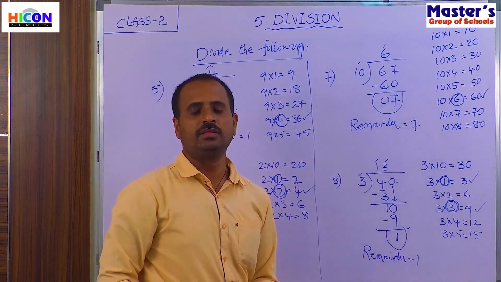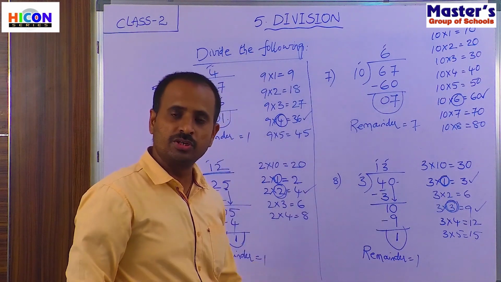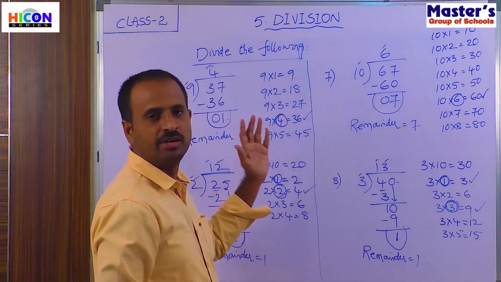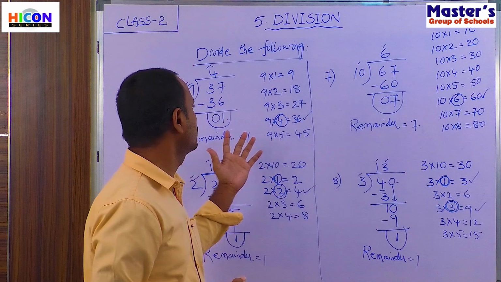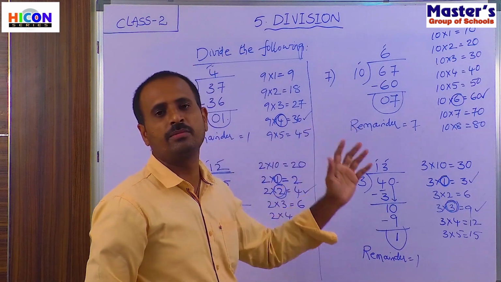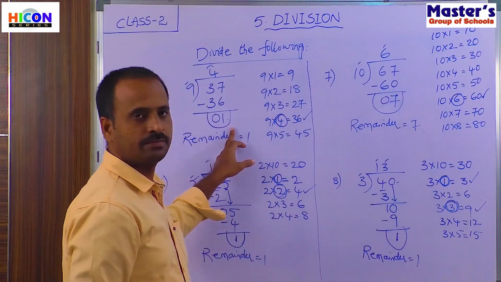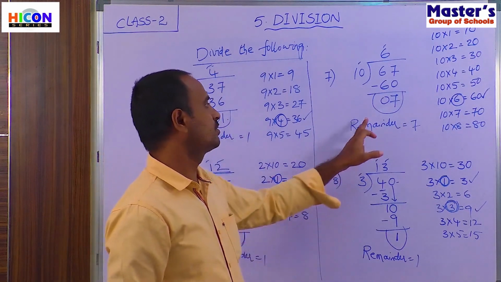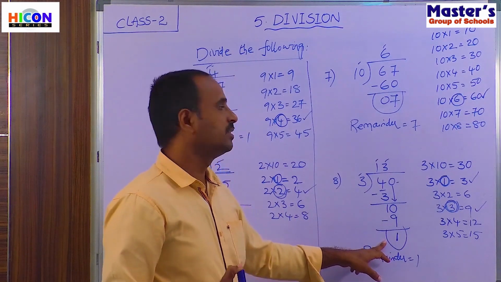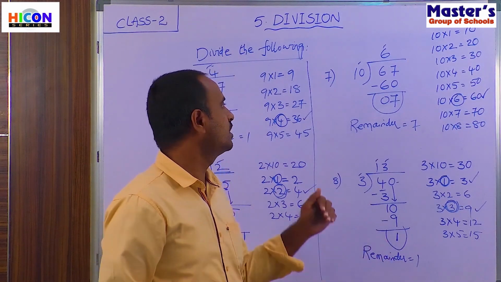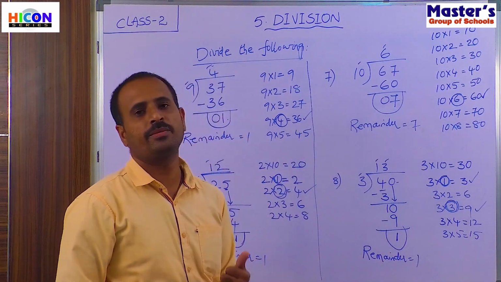So children, these are some example problems on the division of 2-digit numbers by a 1-digit number, where we will get some remainder. In each division, we have got some remainder, and we did not get 0 as a remainder. Here the remainder is 1, here the remainder is 1, here the remainder is 7, here again the remainder is 1. So in this way, we will get some remainder in each division. These are some examples for divisions in which we get some remainder.